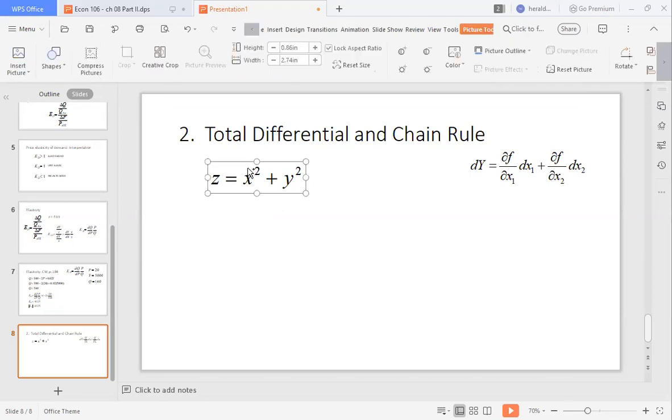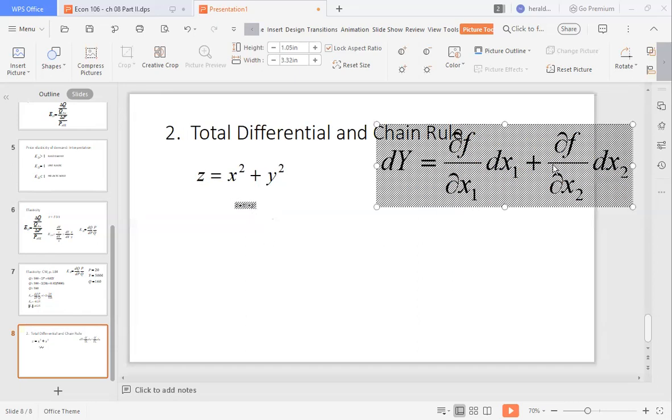So you know that getting the total differential means that we are just getting dz. Okay, so dz is the partial. I think I'll just use this one.